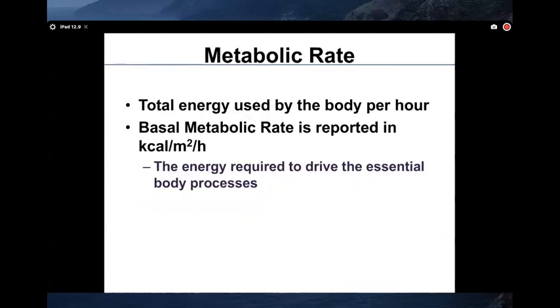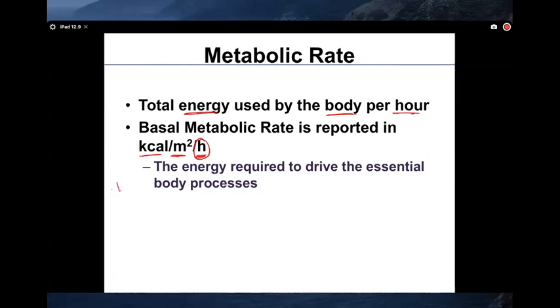All right, great. So metabolic rate is going to be measured. It's the total energy used by the body per hour. The basal metabolic rate is reported as kilocalories per meter square, which is the body surface area, and this is measured per hour.